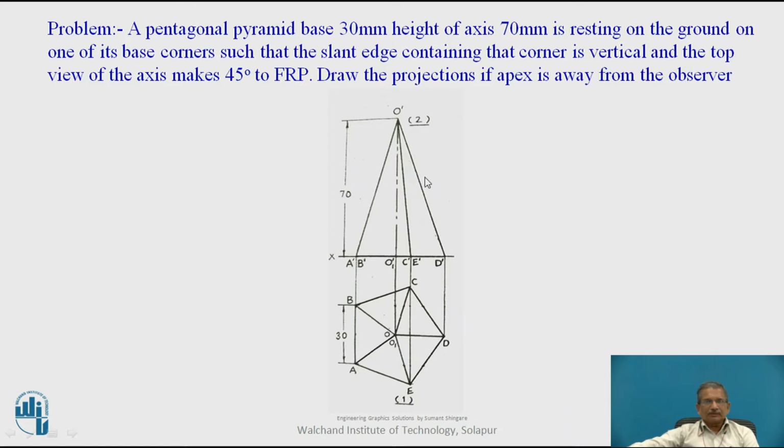Now project it upwards. So you will get a base such that D is towards your right hand side. So construct the base, then project the apex upwards. Now if you observe here, axis is 70 mm. So from this base on the axis, plot a point at 70 mm from the base, join O dash, A dash, B dash, which is representing one of the faces, then O dash, D dash and O dash, C dash, E dash, and O dash, O1 dash will be the axis of the pentagon.